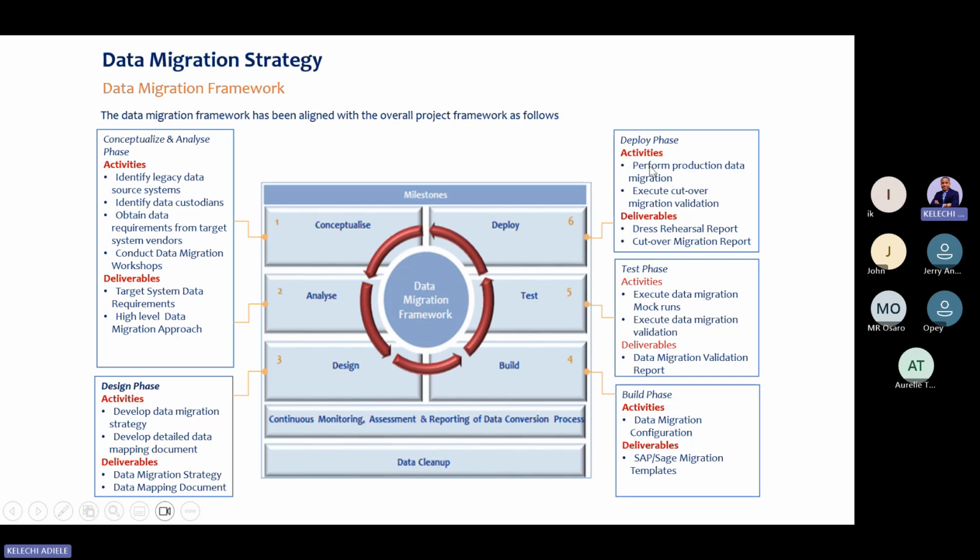Then the next is to deploy. So perform production data migration and execute cutover migration validation. The phase here is to move all the data you have migrated from the QA system to the production system. So this is a data migration strategy. And for us to succeed in this project, we need to have a data migration strategy.